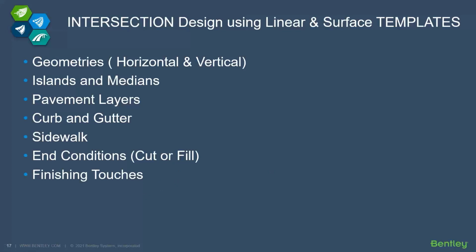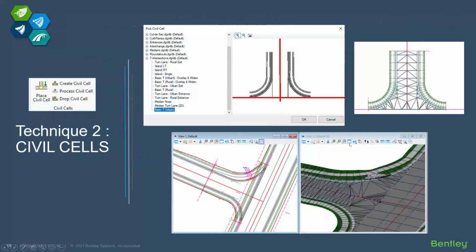Okay, so you see how fast we created that particular intersection. Now the next technique I would like you to see is basically using Civil Cells. Now, what are these Civil Cells?